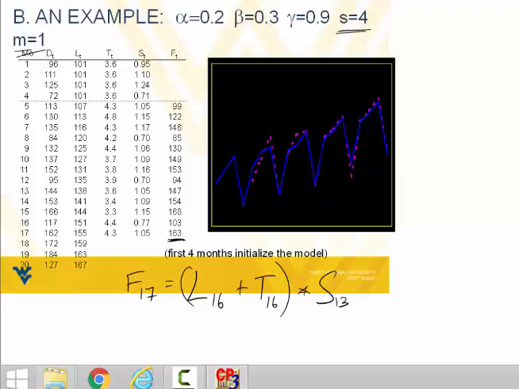Yeah. So we have the level for period 16, which is 151, plus the trend, which is 4.4, multiplied by the seasonal index for 13, which is 1.05. So the forecast for period 17 is 163.2. Pretty straightforward once you know how to work out the subscripts.